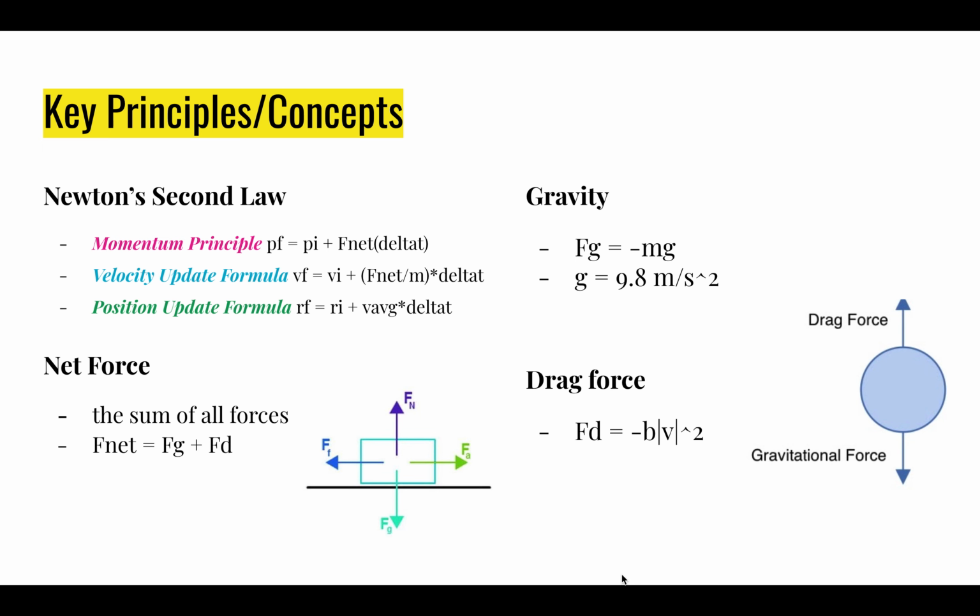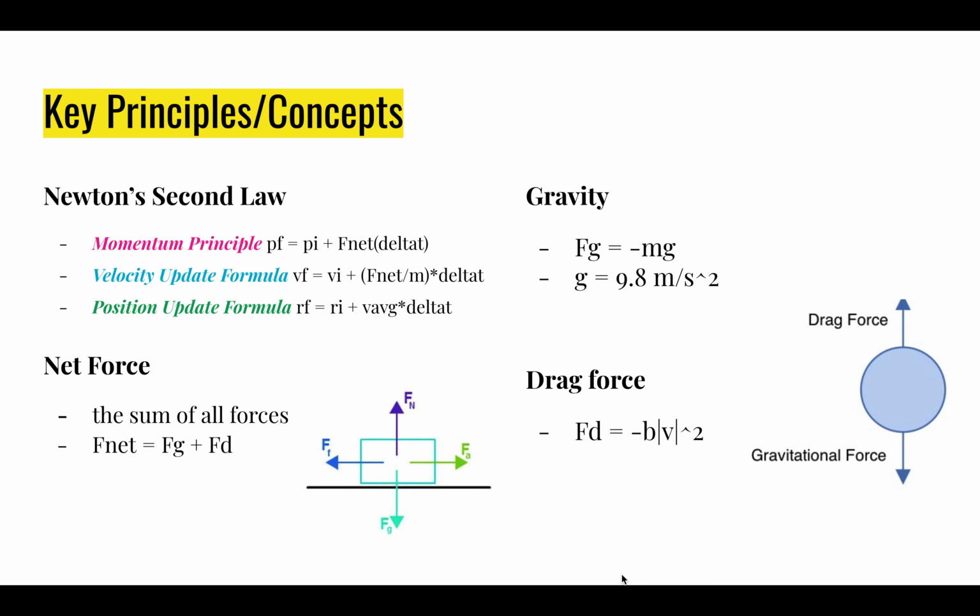The main principle studied in this lab was Newton's second law, which states that the acceleration of an object is directly proportional to the net force and inversely proportional to the mass. I used Newton's second law in the lab by using the momentum principle, which I derived by dividing by mass to get the velocity update formula. I then was able to rearrange the position update formula as well, which I will show later in my code.